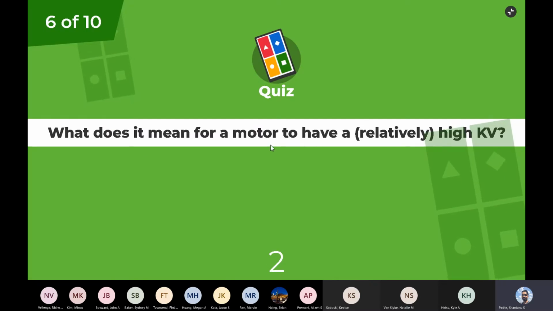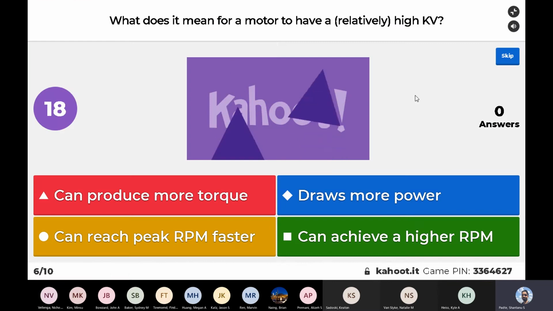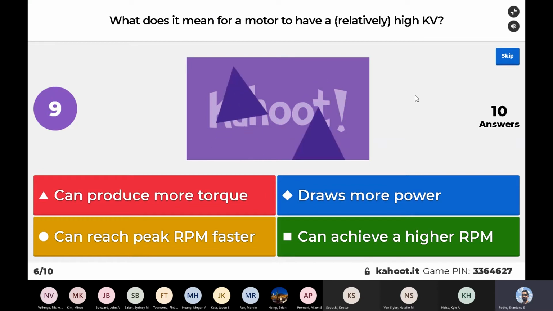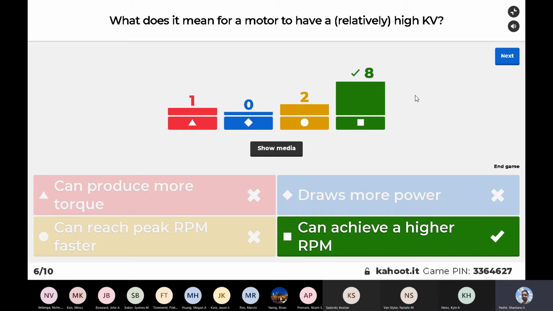What does it mean for a motor to have a relatively high kV? What do you get if you have a high constant of velocity? You can achieve a higher RPM. It usually means it can achieve a lower torque, not more torque, but higher RPM. That's good.